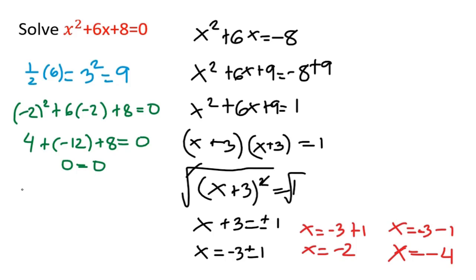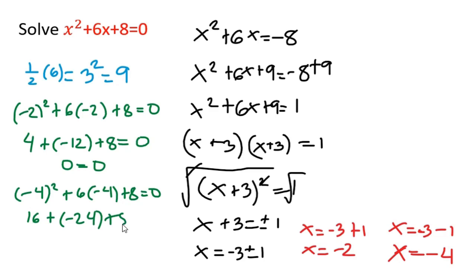So, tama. Next, yung negative 4. So, negative 4 square plus 6 times negative 4 plus 8 equals to 0. Negative 4 times negative 4, that is positive 16. Plus 6 times negative 4 is negative 24. Plus 8 equals to 0.